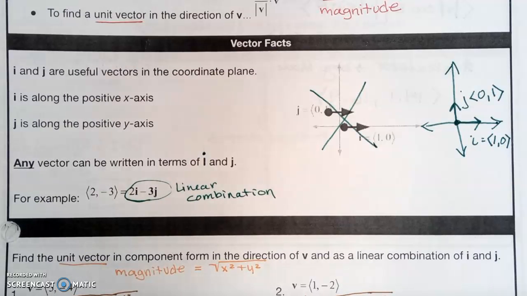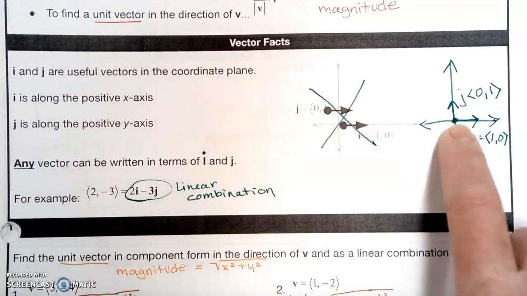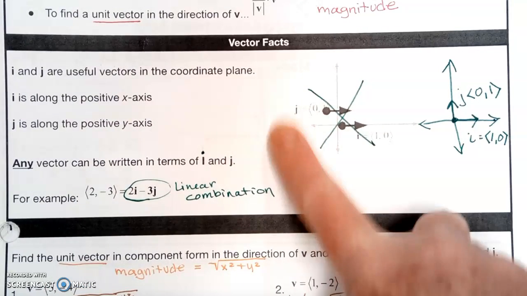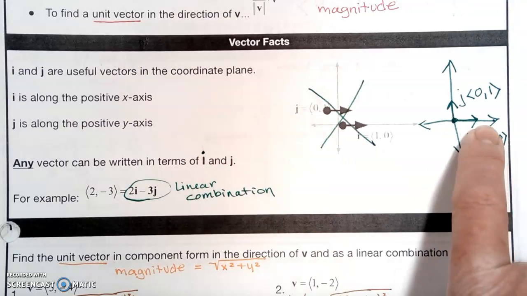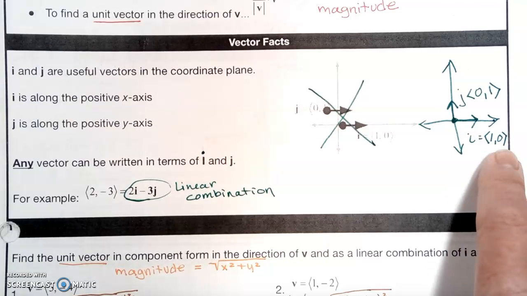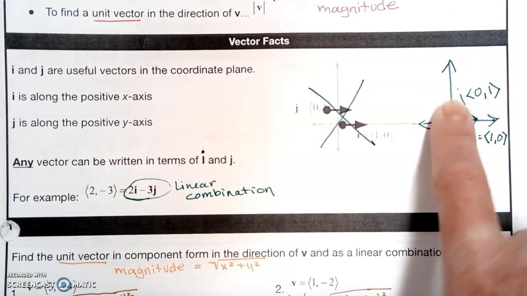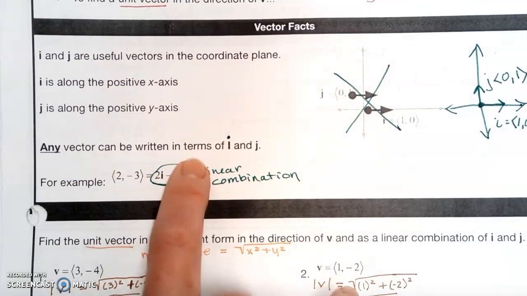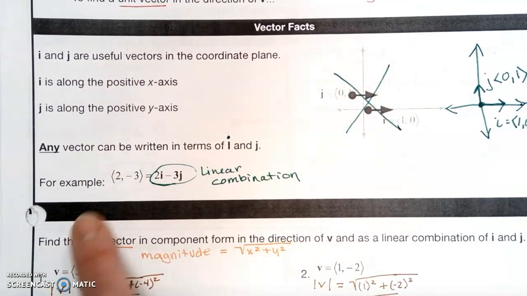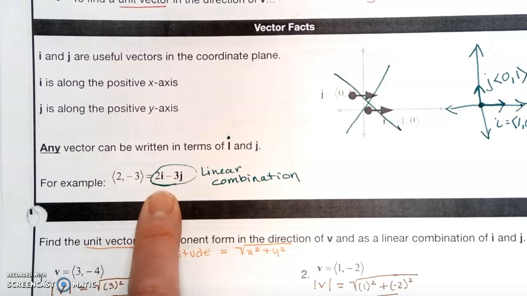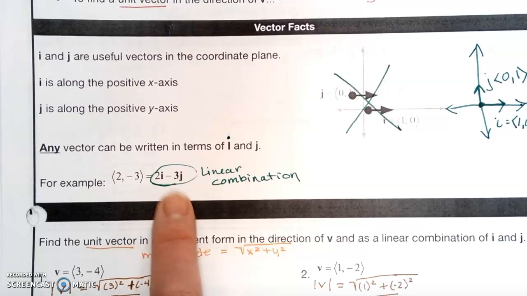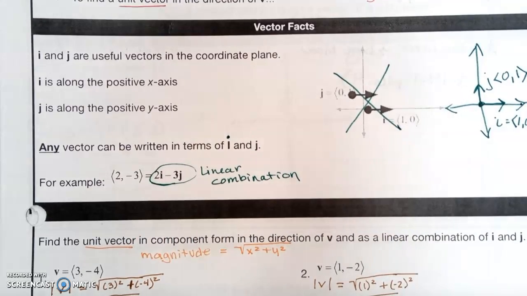Then the next box says i and j. Whole new thing in this box are useful vectors in the coordinate plane. i is along the positive x-axis, so i is going this direction, going in this positive direction, so (1, 0). And j is positive going on the y-axis, going 1 unit this way. And any vector can be written in terms of i and j. So the vector (2, -3) can be written as 2i minus 3j, and they call it a linear combination.